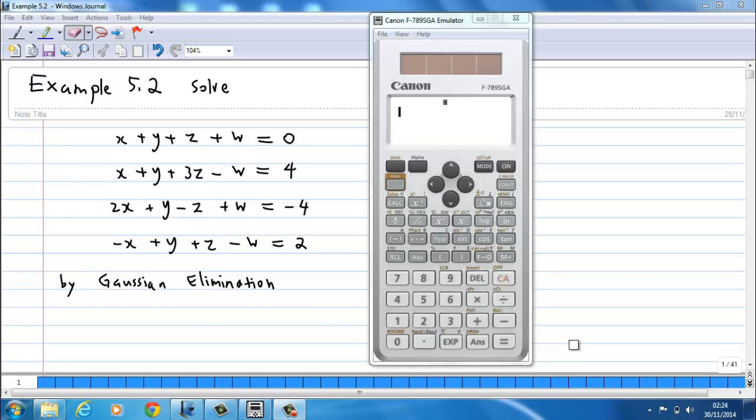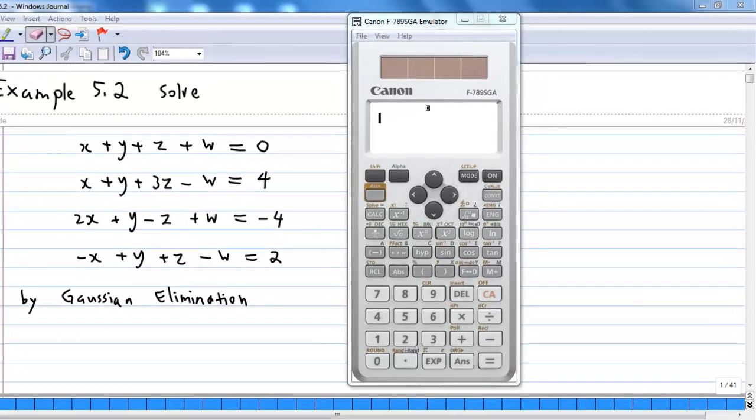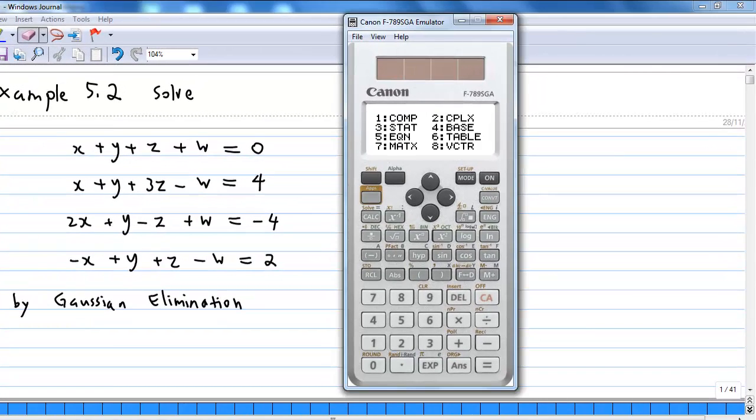Not many low-end scientific calculators can solve a system of 4 equations with 4 unknowns. However, this Canon calculator F789SGA can solve it. First, I set the mode to equation 5. Then I select 4 equations with 4 unknowns, which is 3 here.